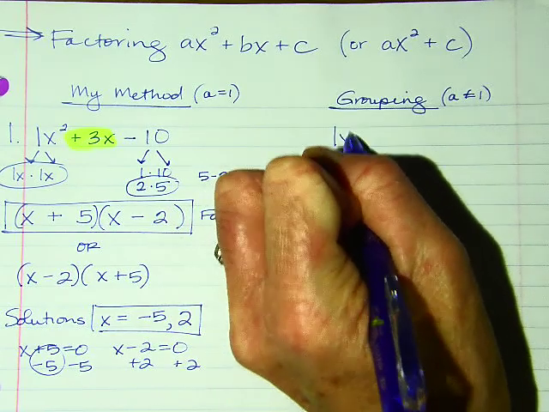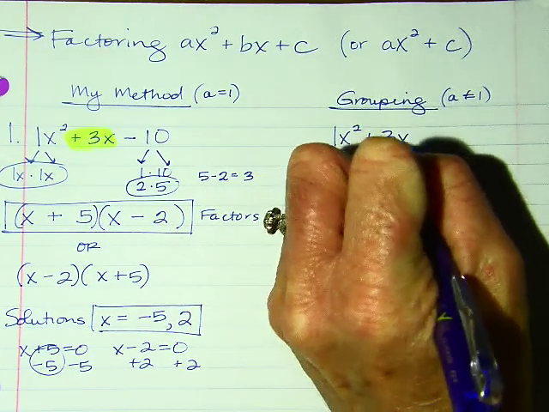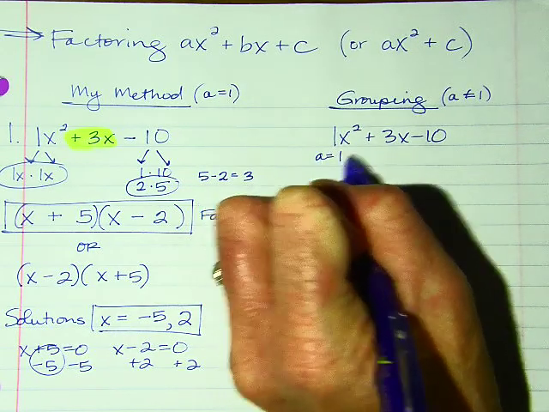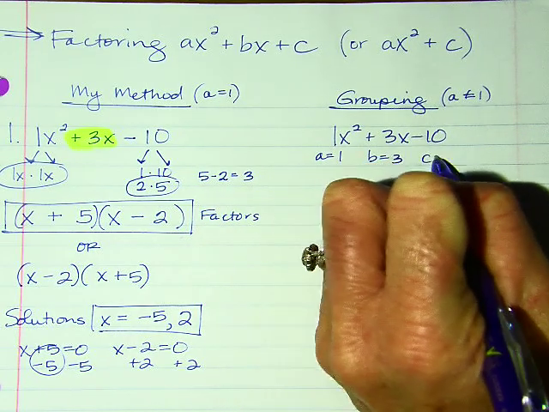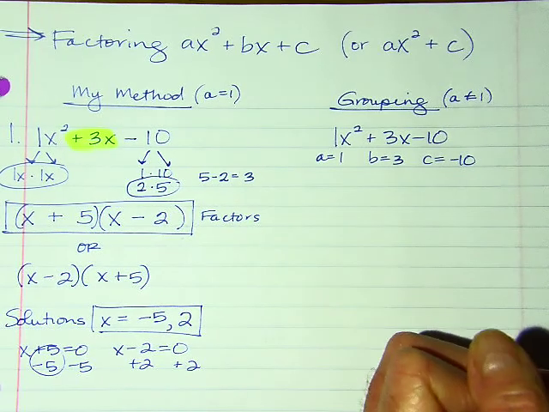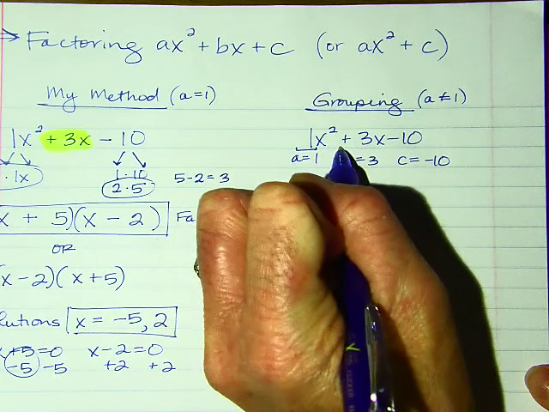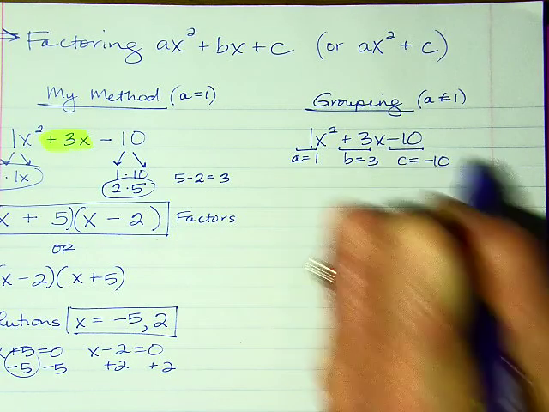So I have 1x squared plus 3x minus 10. Now, this is where I'm going to use my X tool. So A is 1, B is 3, C is negative 10. You don't have to write those down, but I want you to see where I'm getting it. There's 1, this is positive 3, this is negative 10.